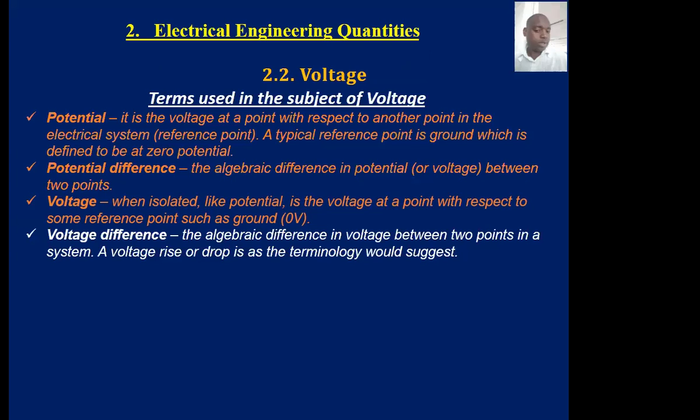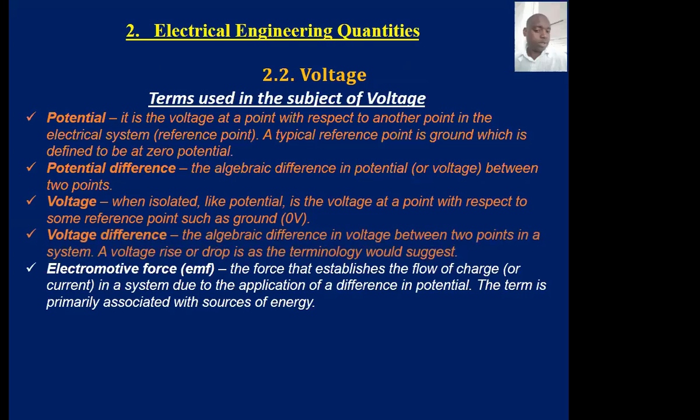So when there's a voltage rise, we are saying they're moving from a lower potential to a higher potential, or from a lower voltage to a higher voltage. Then voltage drop, we are moving from a higher voltage to a lower voltage. Again, these are very important concepts that we'll be using in our circuit analysis.